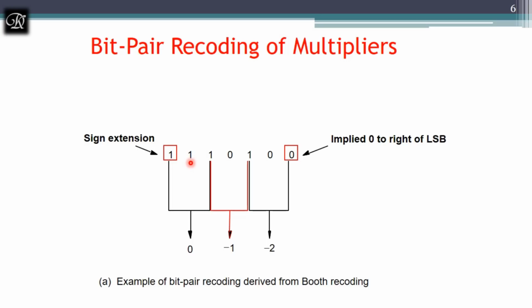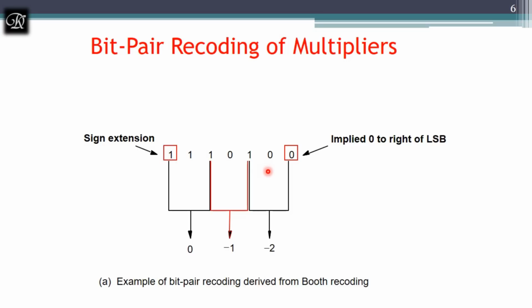Consider the sign of this number is 1. It means it's a negative number. So you have to extend it as it is. If the sign bit is 0, then it will become 0. But here the sign of this bit is 1, that's why I have extended it to 1. It's just a simple example.